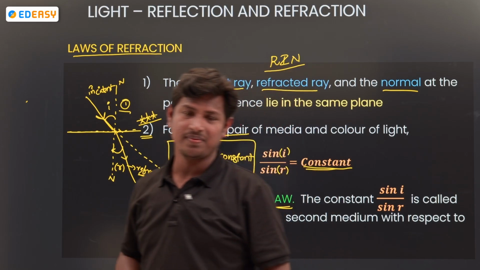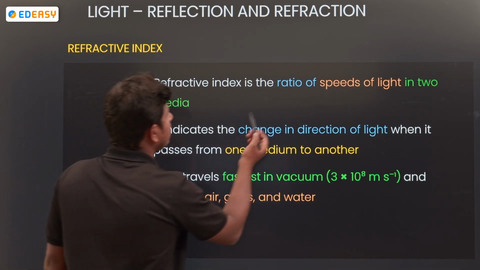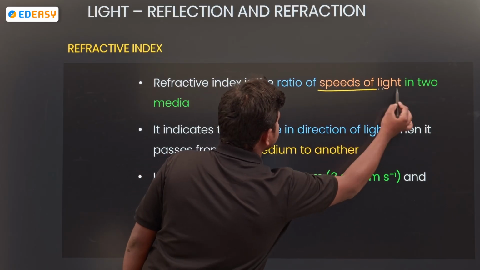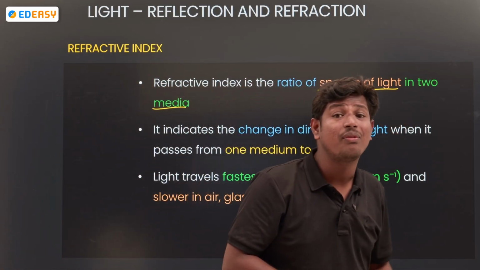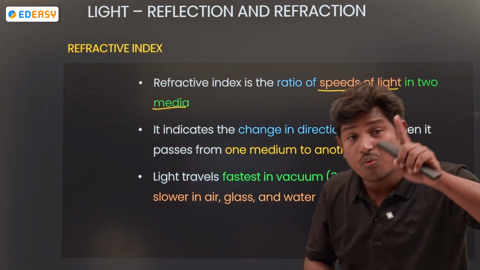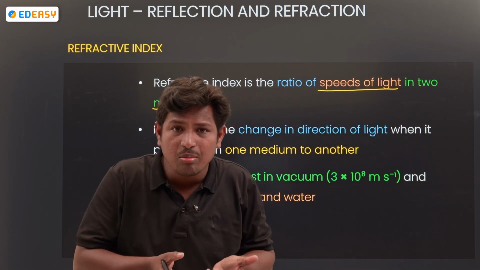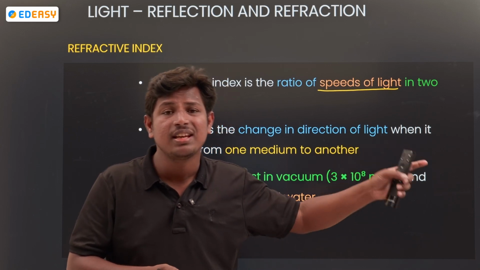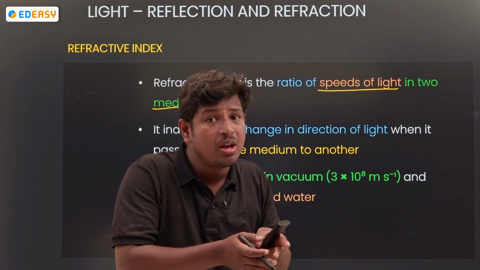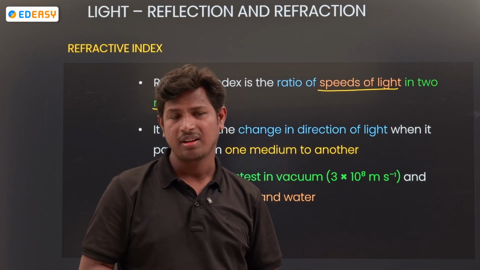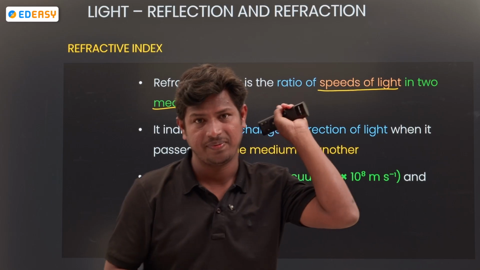Now see, refractive index is related to the speed of light in two media. Why two media? In one medium, refraction cannot take place. Refraction is whenever light changes from medium 1 to medium 2, so two media are required. If it is one medium, there is no refraction. For refraction, two media are required.